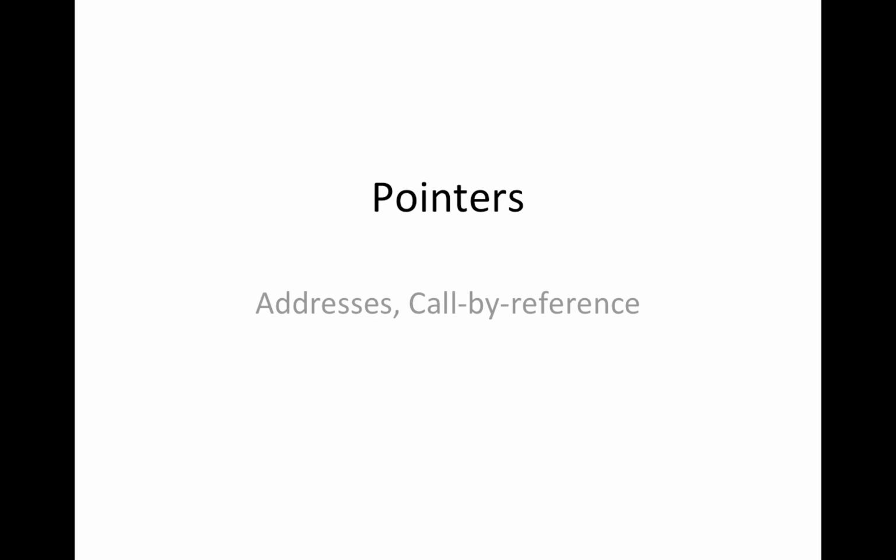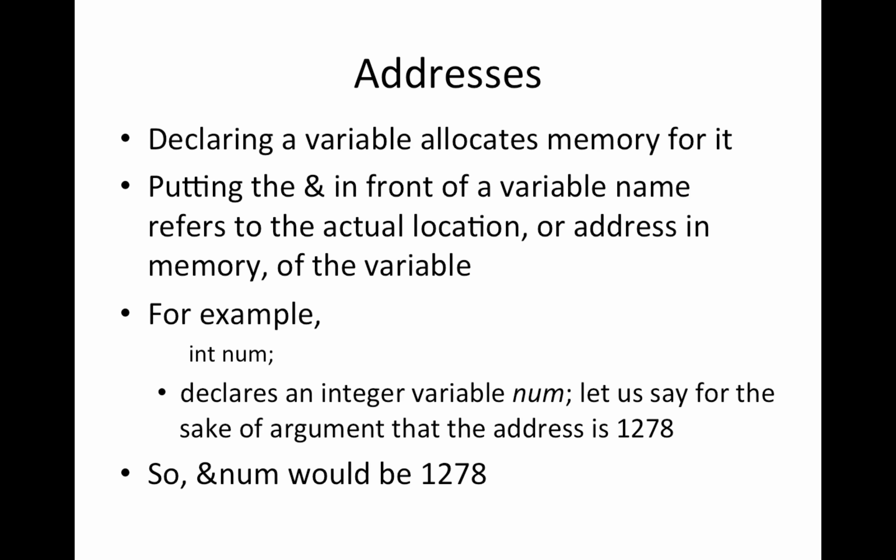This learning module is about pointers, the use of pointers with addresses, and call by reference, which is another method of passing arguments to functions. When you declare a variable, memory is allocated for that variable, enough memory for the particular type of variable. If you put the ampersand sign in front of a variable name, that refers to the actual location or address in memory of the variable.